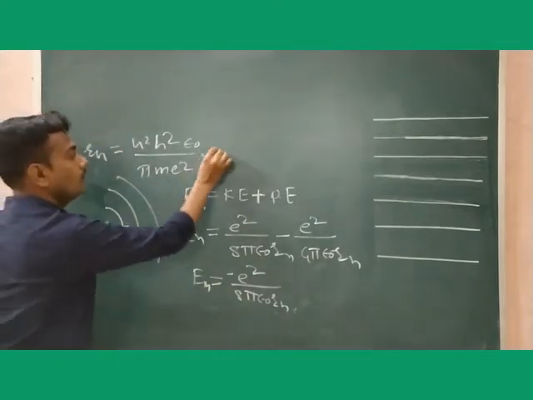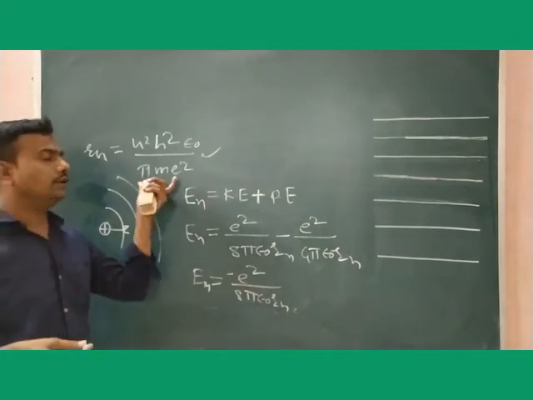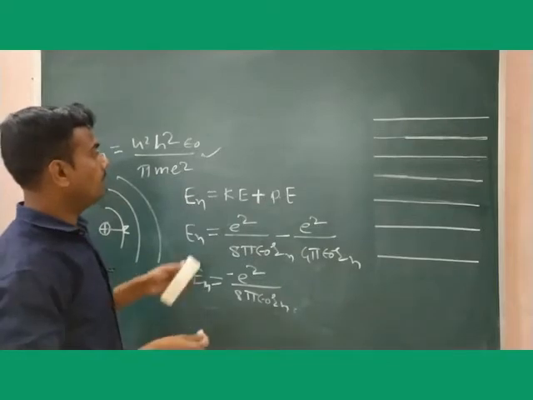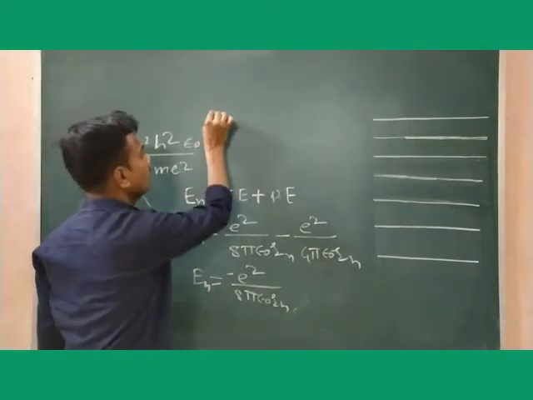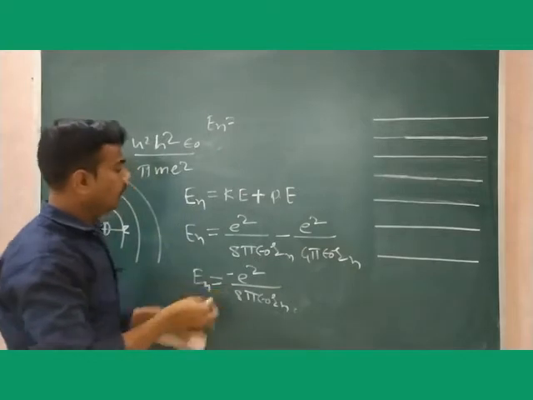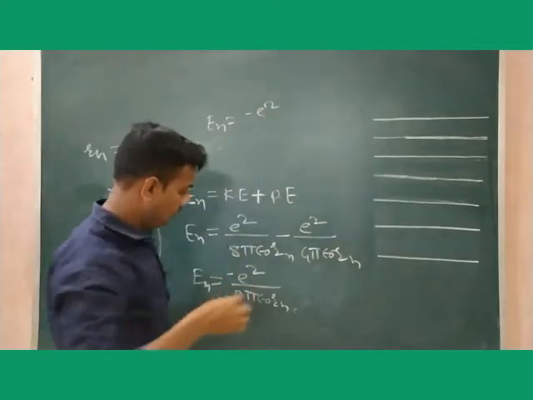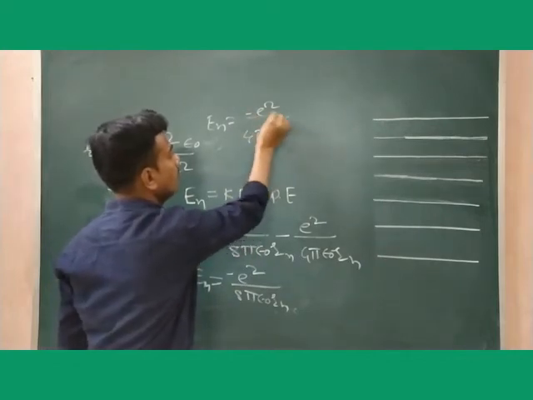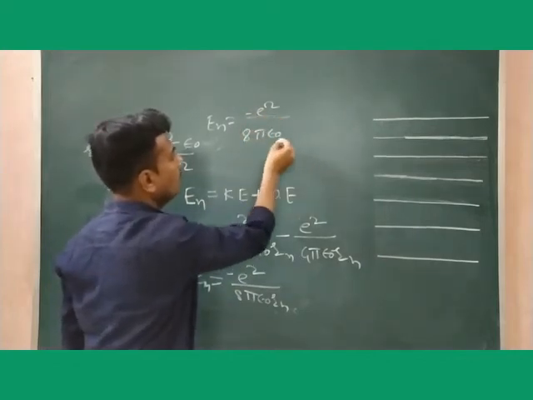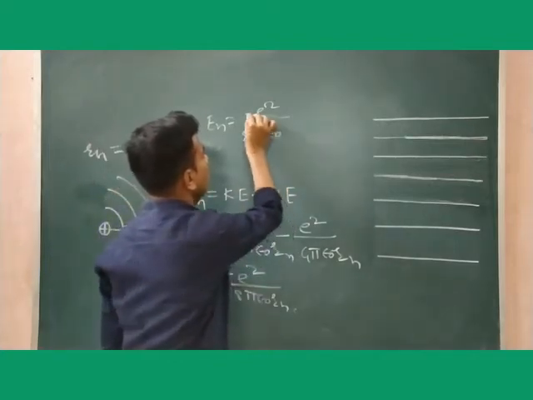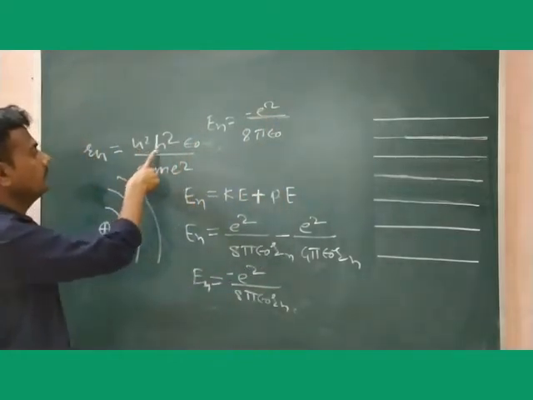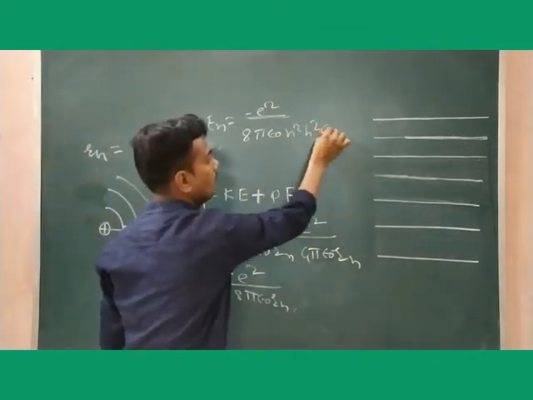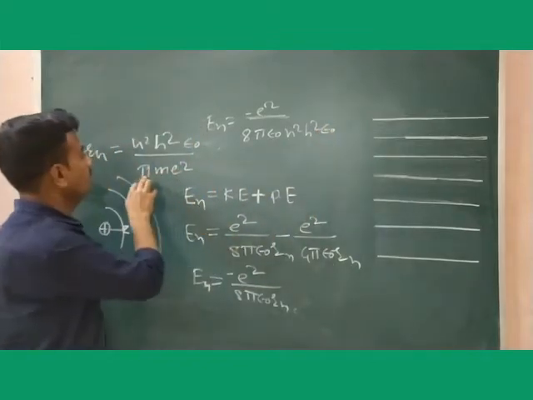It is the radius of the nth Bohr orbit. It is given by n square h square epsilon 0 divided by pi m e square. If you substitute this value of Rn, what will we get? It is equal to En, which is equal to minus e square divided by 8 pi epsilon 0 Rn. What is Rn? It is equal to n square h square epsilon 0 divided by pi m e square.